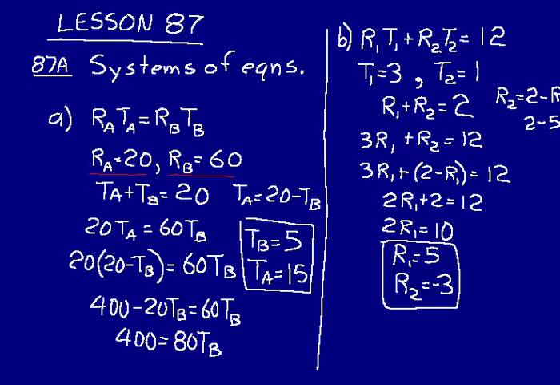Remember, the goal of substitution is to end up with one equation and one unknown. Like on the right, this one that I'm circling. We ended up with that right there, one equation and one unknown, and then we're able to solve it.